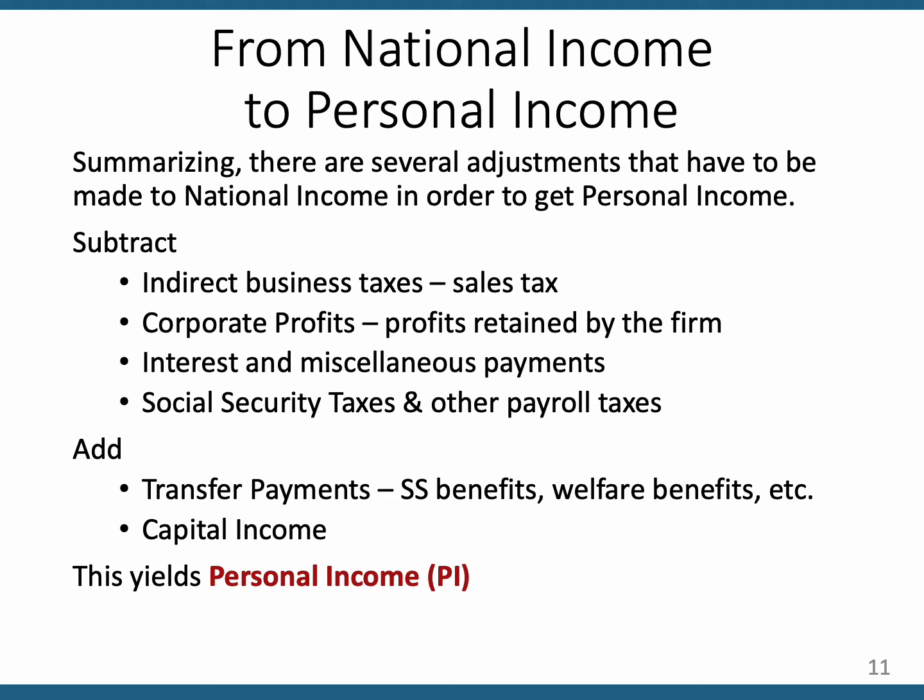And here's a summary of how we get from national income to personal income. We subtract indirect business taxes. We subtract corporate profits because that's the portion of business profits that are retained by the company. Some of that paid to the government as taxes. We subtract interest and miscellaneous payments. We subtract Social Security taxes and other payroll taxes because that becomes revenue for a government, not for individuals. And then we add public transfer payments like Social Security or unemployment benefits. And then we add capital income because that is compensating the owners of a business or shareholders for their ownership equity.